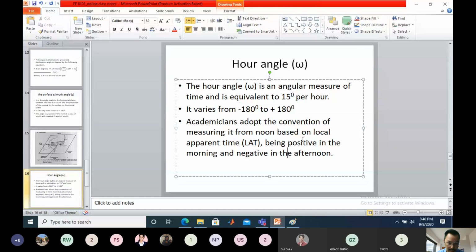I'll tell you how local apparent time will be found out probably in the next class. You have to consider local apparent time for finding out the hour angle, being positive in the morning and negative in the afternoon. ठीक है ना? Okay.